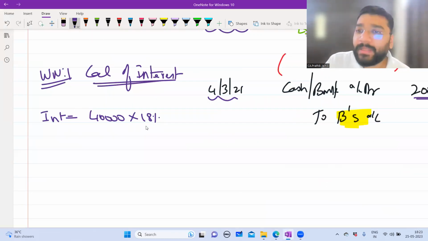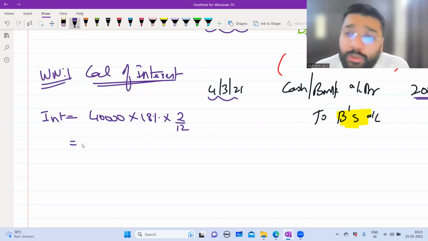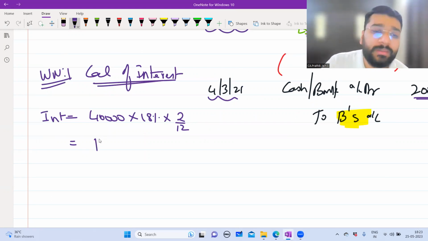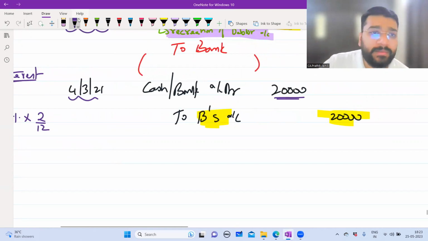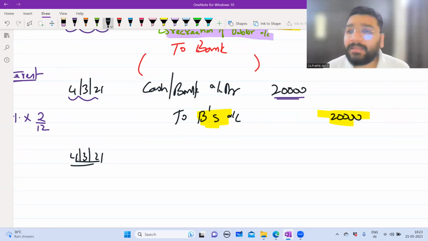But are we going to pay him the interest for the full year? No. Or are we going to receive the interest for the full year? No, it's only for 2 months. So it is 2 by 12. So 40,000 in your calculator, please. 40,000 into 18% into 2 by 12. 1,200.